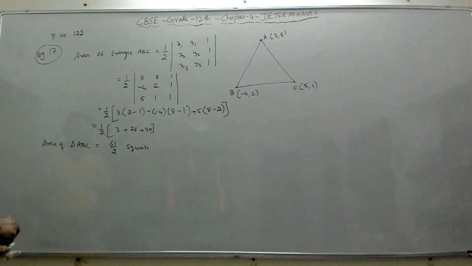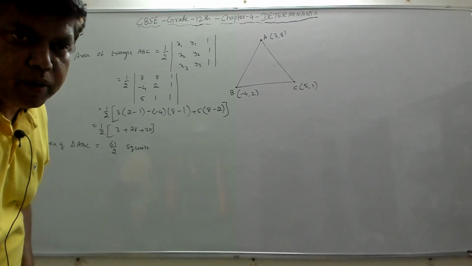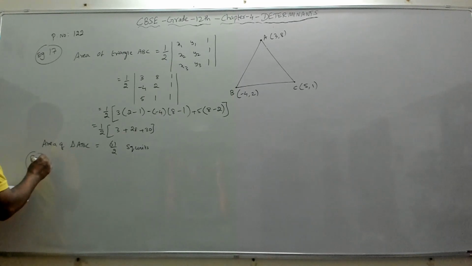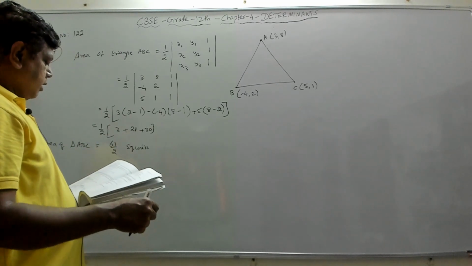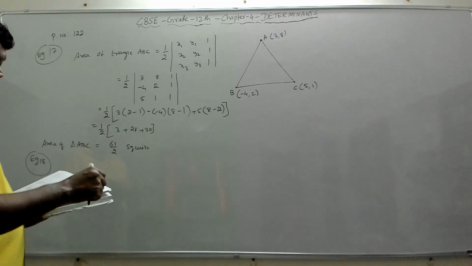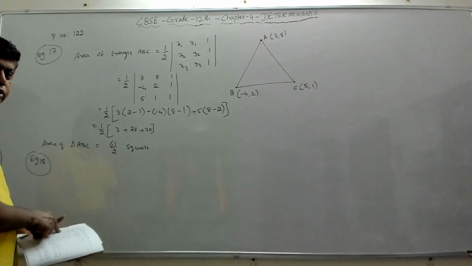I will go to example 18. Example 18 is: find the equation of the line joining the points A and B using determinants, and find k if D of k comma 0 is a point such that the area of triangle ABD is 3 square units. So there are two parts to this question.